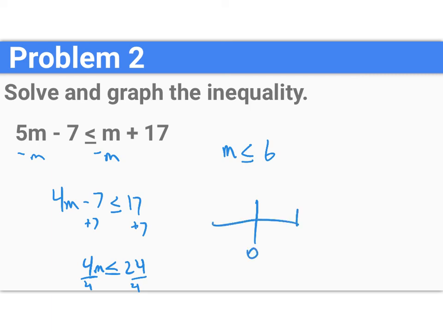Graph it. 0. 6 is to the right. It's underlined. It includes 6, and all numbers less than or equal to 6 is our solution. So that is our video for this one.